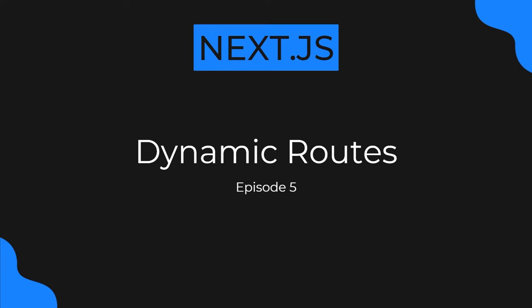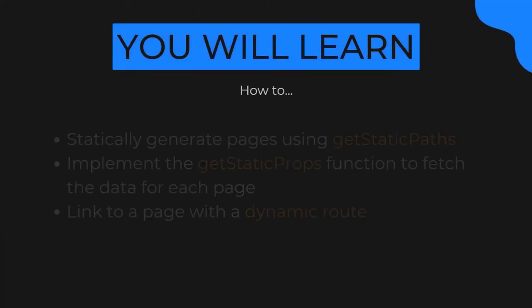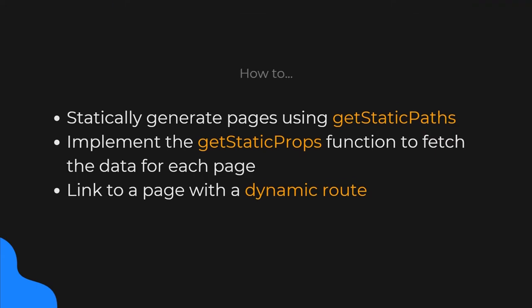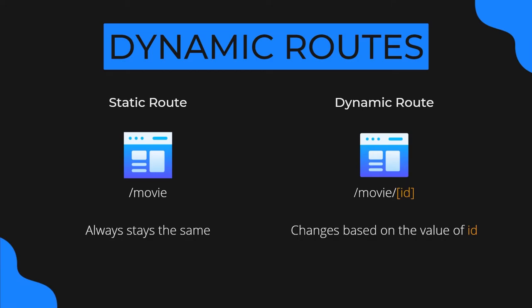In this one, we'll explore a concept in NextJS called dynamic routes. By the end of this lesson, you will have learned how to statically generate pages with dynamic routes using getStaticPaths, implement the getStaticProps function to fetch the data for each page, and also how to link to a page with a dynamic route. Static site generation allows you to generate a page depending on external data.